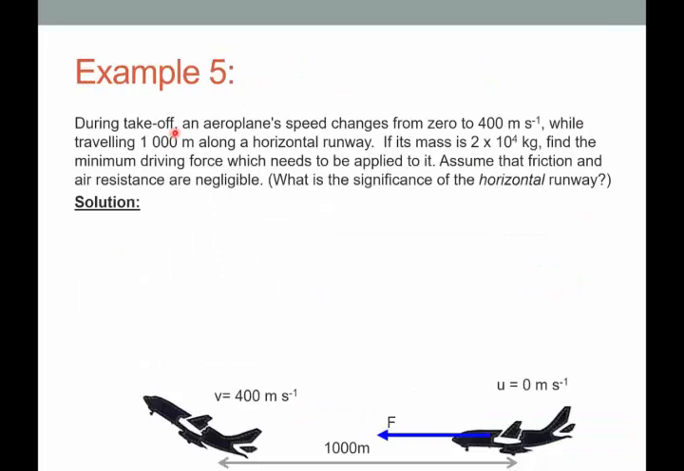Example 5. During takeoff, an aeroplane's speed changes from 0 to 400 meters per second while traveling 1000 meters along a horizontal runway. If its mass is 2 times 10 to the power of 4 kg, find the minimum driving force which needs to be applied to it. Assume that friction and air resistance are negligible. Okay, think about what is the significance of the horizontal runway.